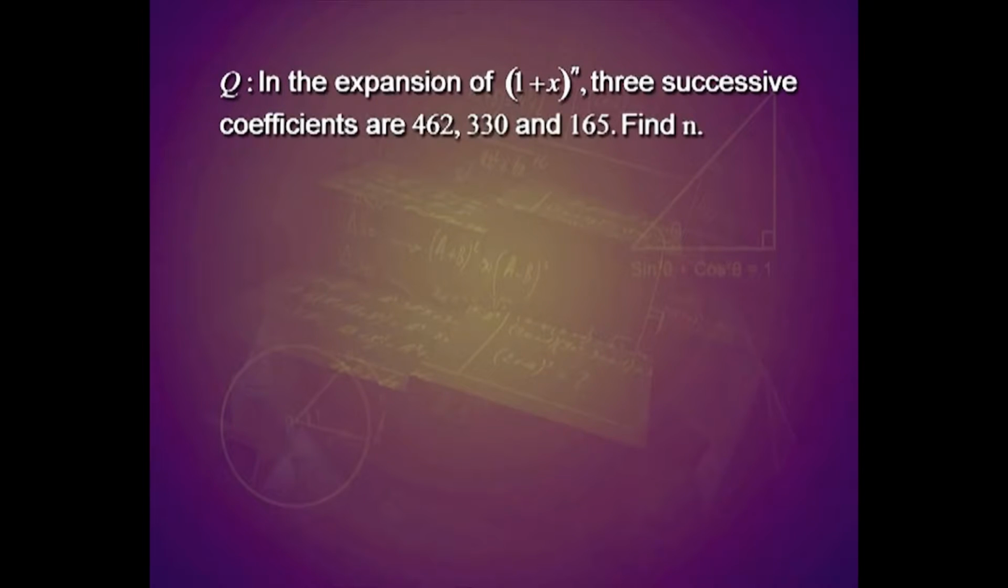The problem says, in the expansion of (1 plus x) to the power n, 3 successive coefficients are 462, 330 and 165. Find n. So, what do we mean by 3 successive coefficients in the expansion of (1 plus x) to the power n? 3 successive coefficients will be the coefficients of 3 successive terms, right.